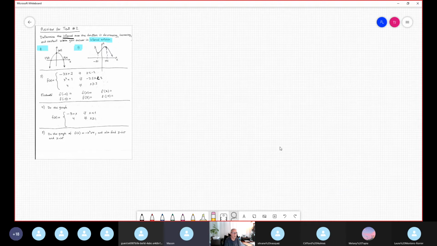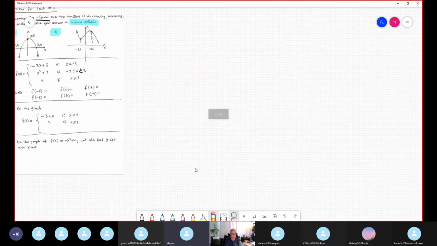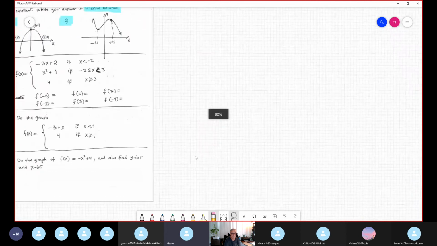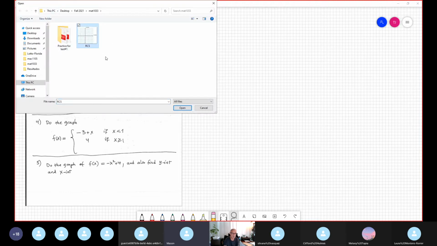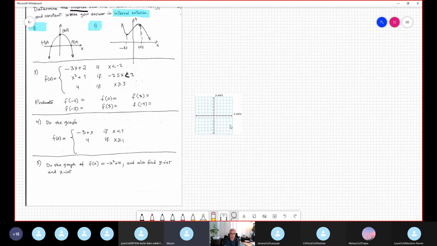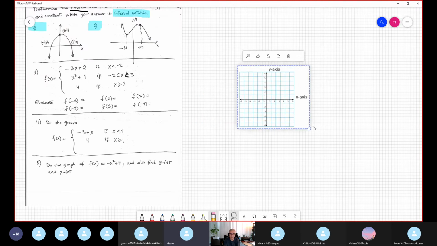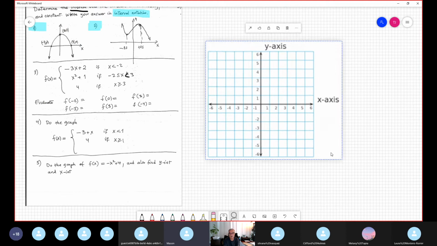Good. Let's move on to number 4. Number 4 is different because number 4 is to do the graph, and doing the graph is always complicated. But don't worry, be happy. For example, you can do it in Desmos. In this case, I want to do it by hand. But if you want, we can do it both ways. I have here one image to help me create the rectangular XY axis system.